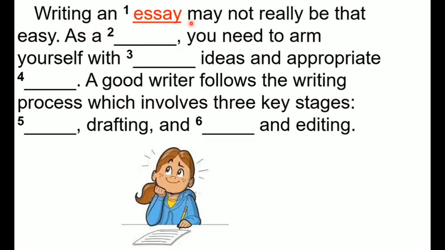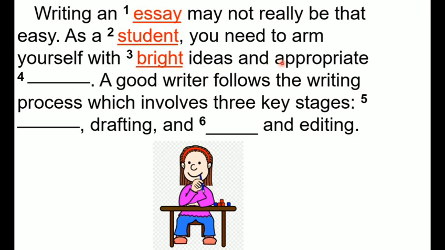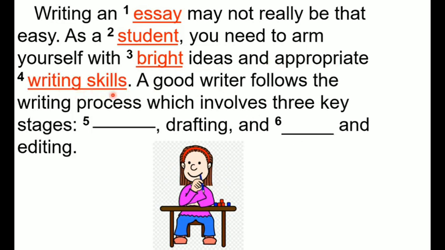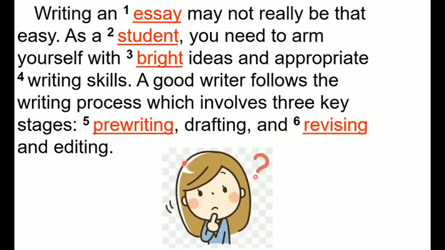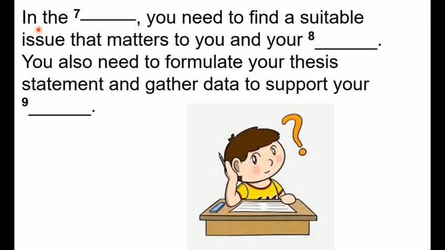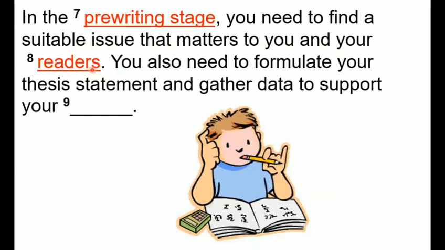Writing an essay may not really be that easy. As a student, you need to arm yourself with bright ideas and appropriate writing skills. A good writer follows the writing process, which involves 3 key stages: prewriting, drafting, and revising and editing. In the prewriting stage, you need to find a suitable issue that matters to you and your readers. You also need to formulate your thesis statement and gather data to support your claim.